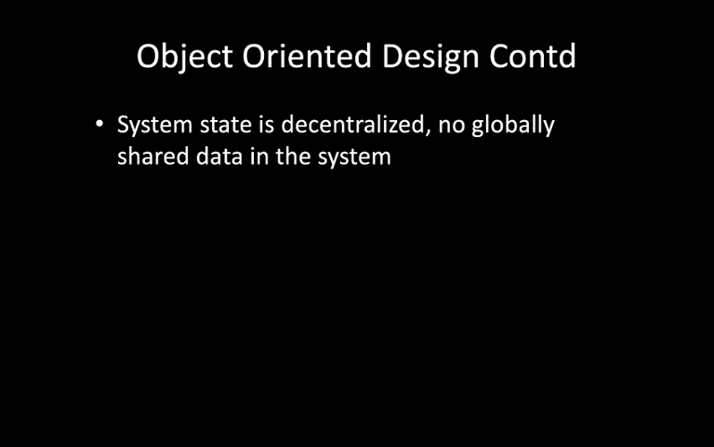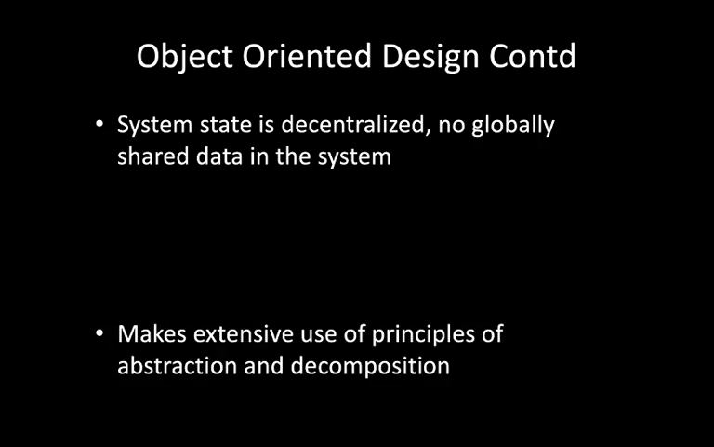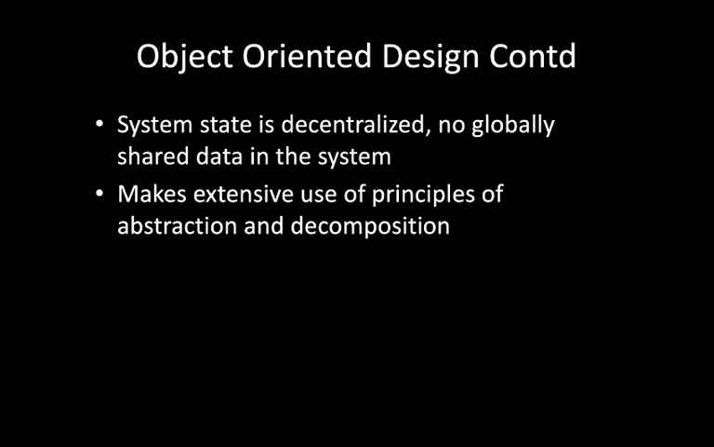It is decentralized because there is no global shared data in the system. Every object will be having some data, will be manipulating some data. So here it makes extensive use of abstraction and decomposition. These two are the most important principles in design. We have already seen in the first chapter that in order to overcome the human perception complexity, we introduced these two terms, abstraction and decomposition.